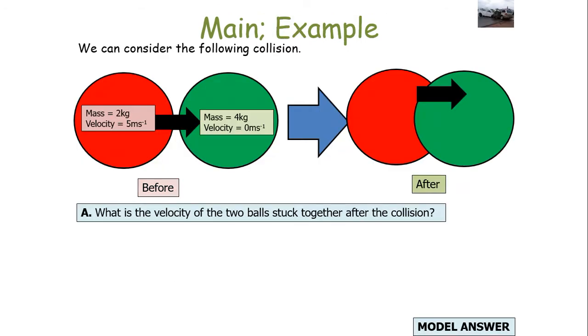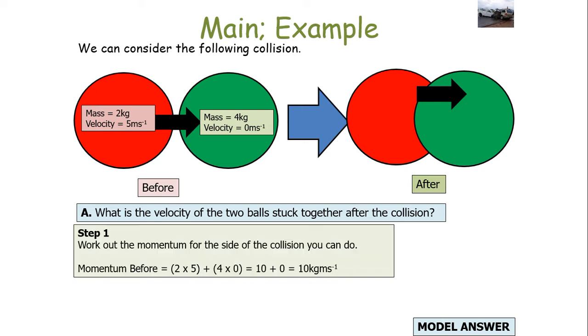You are given the mass of object 1, it is 2 kilograms. You're given its velocity, it's 5 meters per second. Now it hits object 2, which has a mass of 4 kilograms but has a velocity of 0 meters per second. They then stick together and move away. So what is the velocity of the two balls stuck together after the collision? Well, this is how you answer any of these types of questions.